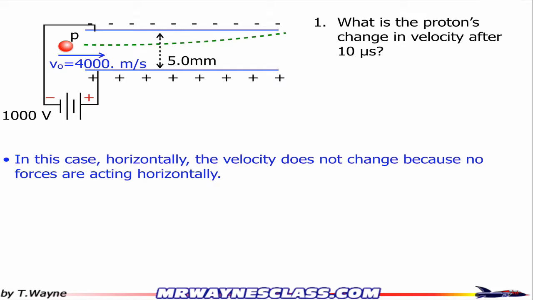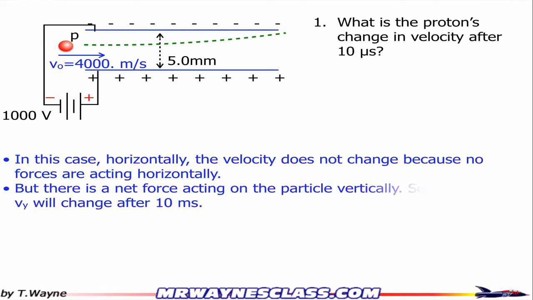In this case, horizontally, the velocity doesn't change because no forces are acting on it horizontally. Remember, velocities are our goal here. But vertically, there are two forces acting on it. There's going to be a weight and there's going to be an electric field force acting on it. So vertically, the Vy will change after 10 microseconds.